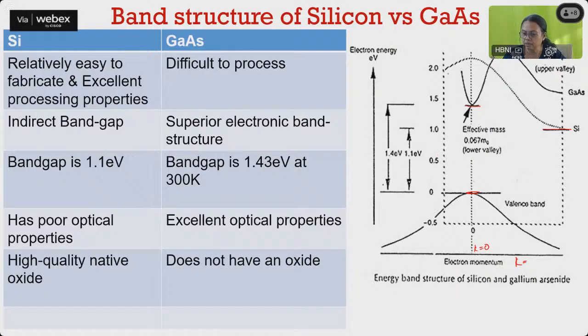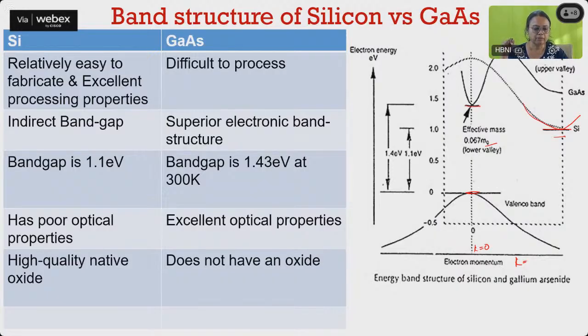And we can also see that the curvature for silicon is very high, whereas for gallium arsenide it is very less curvature. So effective mass is like 0.067 for gallium arsenide as compared to silicon. It is less, effective mass is less. So that means the mobility will be higher.